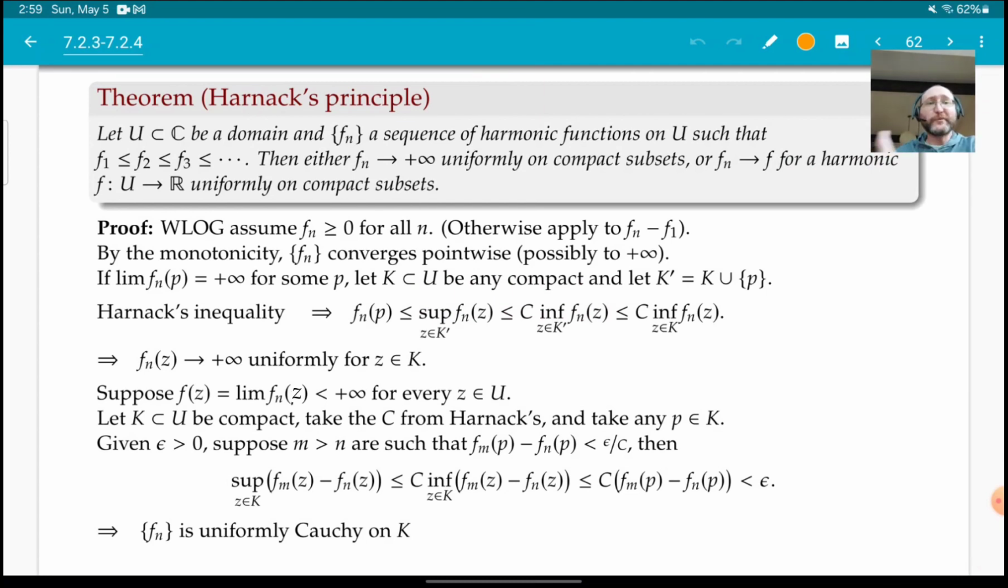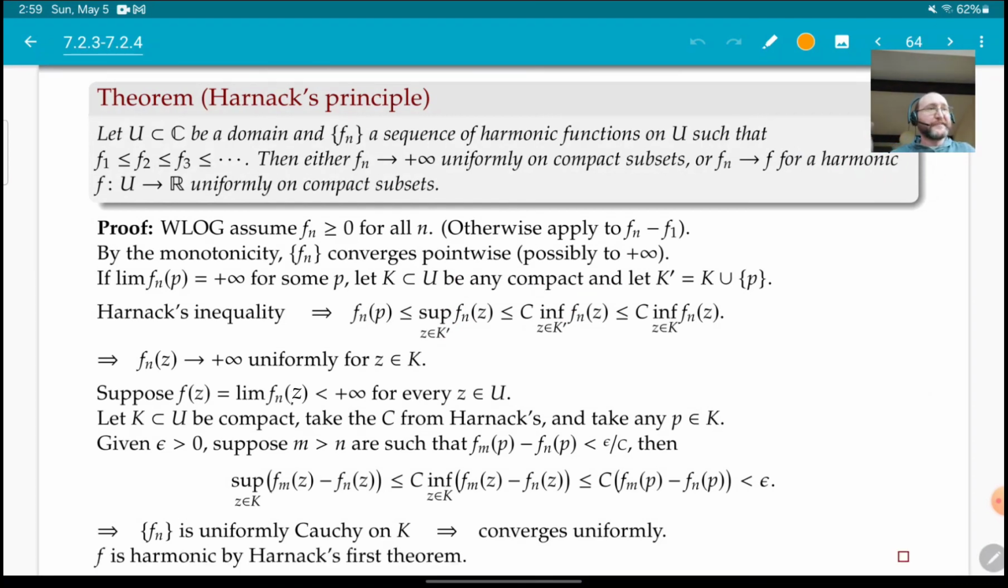Therefore, well, we already know that it converges, so it converges uniformly on K. That means that f is harmonic, by Harnack's first theorem. We had that a uniform limit of harmonic functions is harmonic. All right, so that's Harnack's principle. So you need very little to get convergence of harmonic functions.